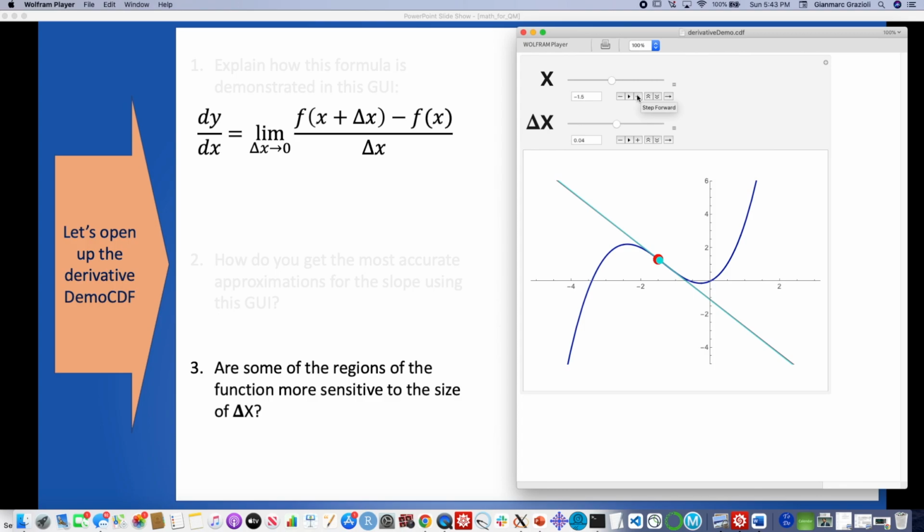But it also gets better in some parts of the function compared to others because it does the best in the flattest parts of the function. So if we look where the red ball is right now, it's at x equals minus 1.5. The function is super flat there. Here, I'll pull it away so you can see it. You see how flat the function is there? It's quite flat. And so that's why the approximation is so good.